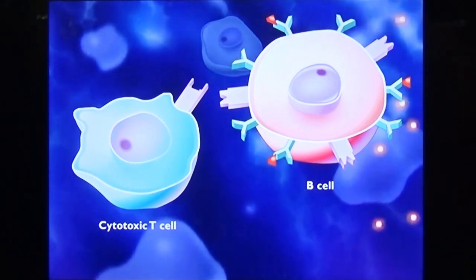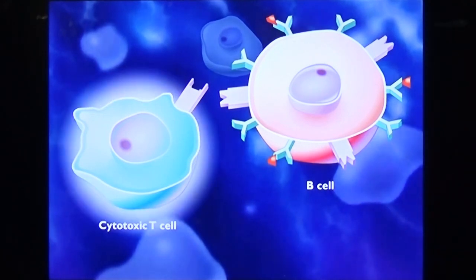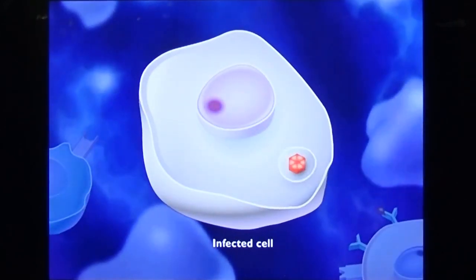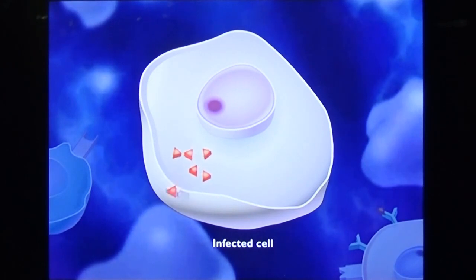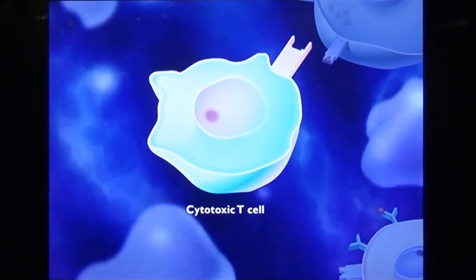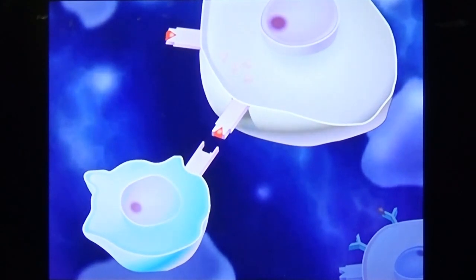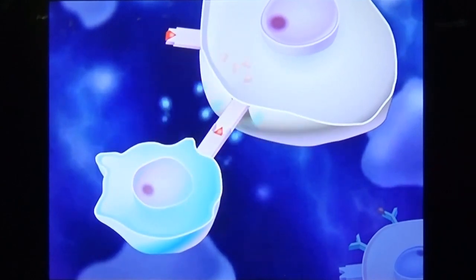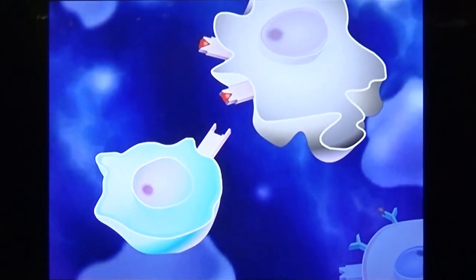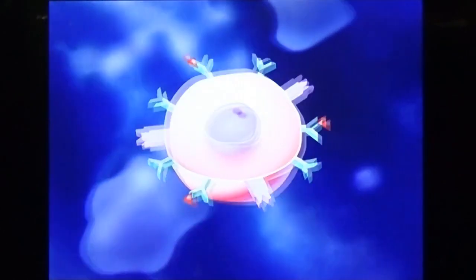Now, the immune response from this point follows two paths. One is through cytotoxic T cells and one through B cells. A normal cell is there, a pathogen enters, and it starts producing antigen fragments on the surface. Now, a cytotoxic T cell enters. It recognizes the antigen displayed on the surface of infected cells and binds to it, and after binding it produces chemicals that kill that infected cell. With the killing of this infected cell, the pathogen is also killed.